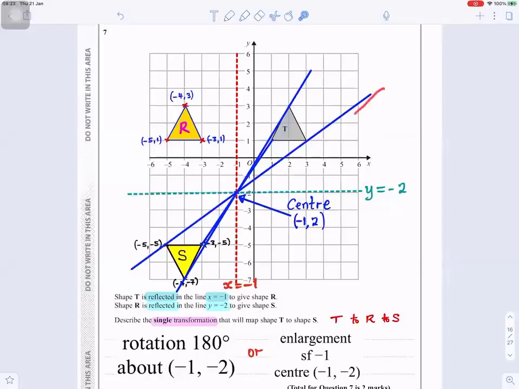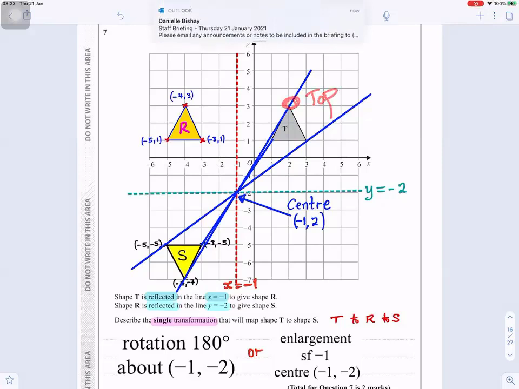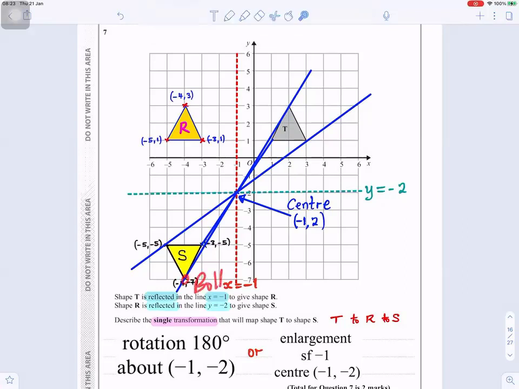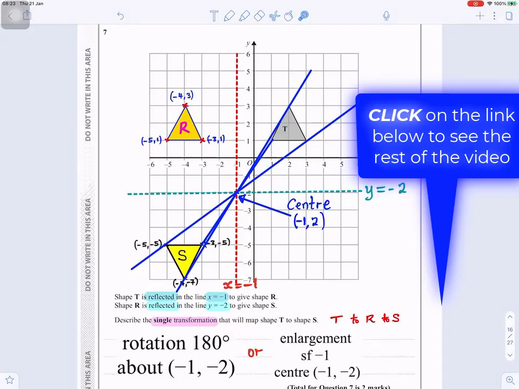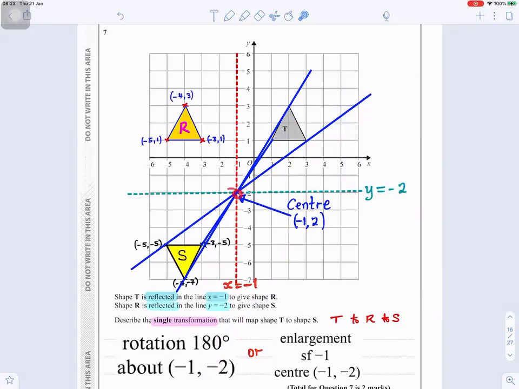If you look at the blue guidelines I have drawn, those lines pass through this center point. So the center is (minus 1, minus 2). And if you see here, the top there becomes the bottom here, and this side becomes that side. So what is happening is it's either a rotation of 180 degrees about the center (minus 1, minus 2), or an enlargement about this center with scale factor minus 1, because it's on the other side of the center.